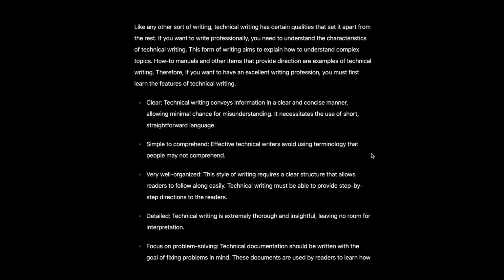Now, the next point we'll talk about is detailed. Like she explained today, try to explain in-depth stuff. Try not to make it difficult for readers to understand what you're writing. Try not to make it difficult for them to interpret what you have written. Try to make it as detailed as possible.